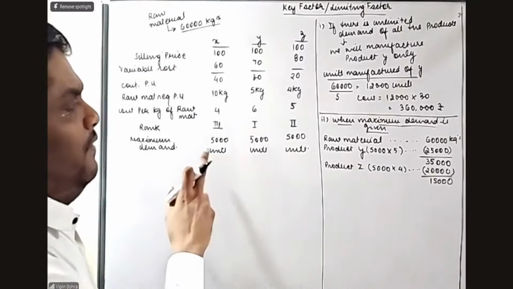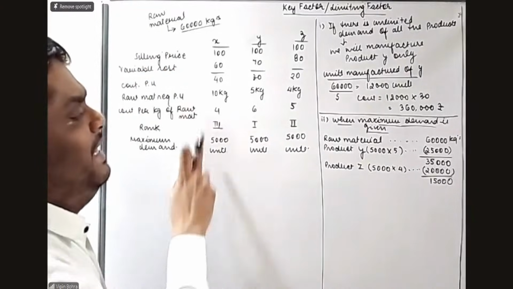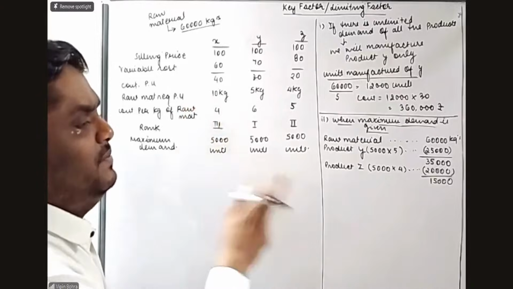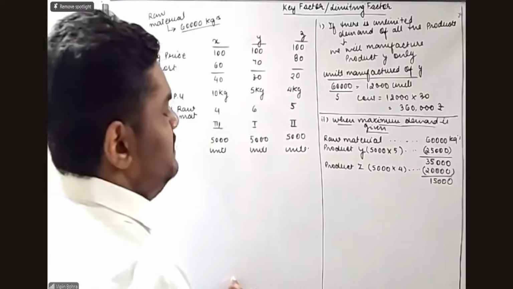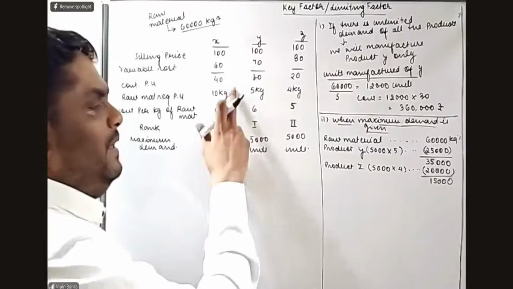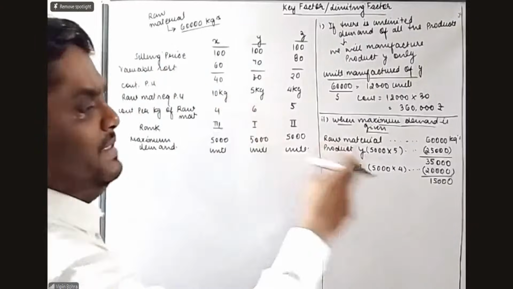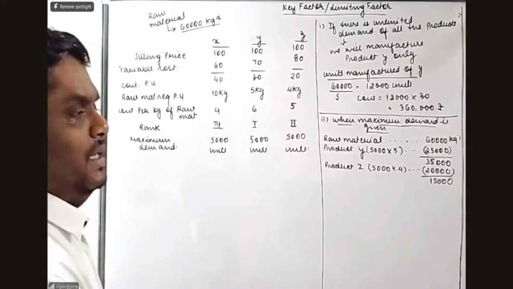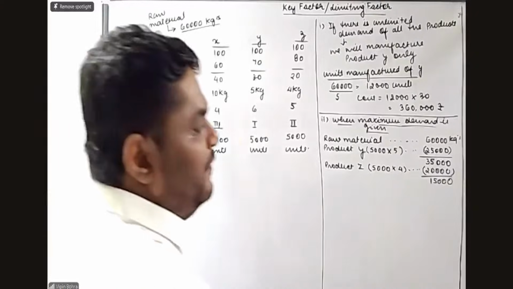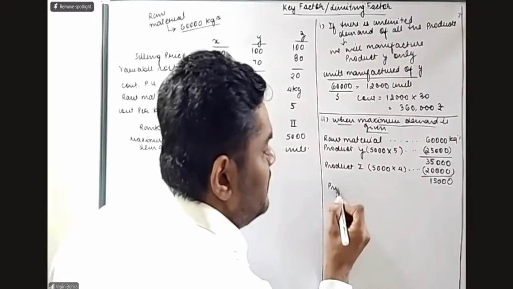Now to manufacture product X in aggregate, we require 50,000 kgs, but we have only 15,000 kgs. At the most, per unit requires 10 kgs and we have 15,000 kgs. So at the most we can manufacture 1,500 units only of product X.